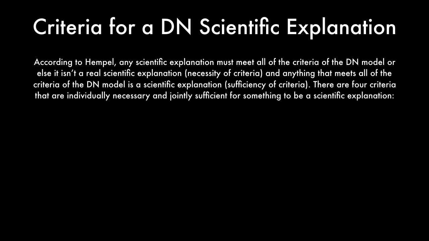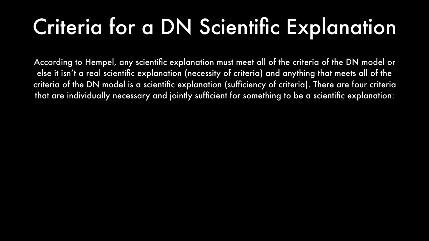The classical account of scientific explanation that was propounded by Carl Hempel, as well as a number of logical positivists and logical empiricists, is known as the deductive nomological model of scientific explanation, or sometimes the covering law model of scientific explanation. According to Hempel, any scientific explanation must meet all of the criteria of the deductive nomological model, or else it isn't a real scientific explanation. That means that each of the criteria are necessary for something to count as scientific explanation. And anything that meets all of the criteria of the deductive nomological model is a scientific explanation.